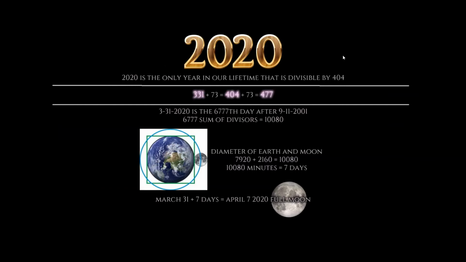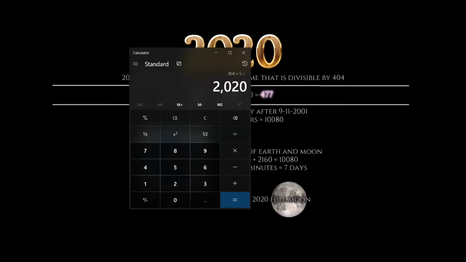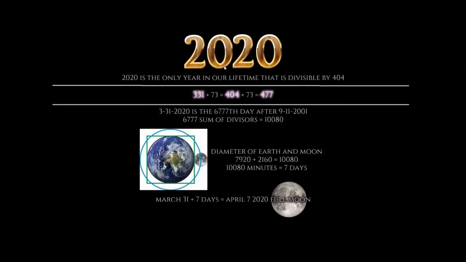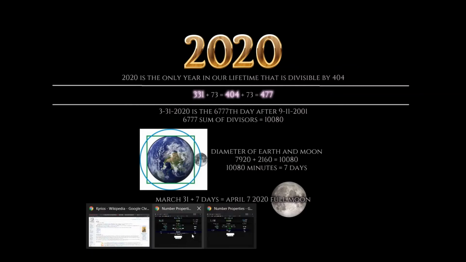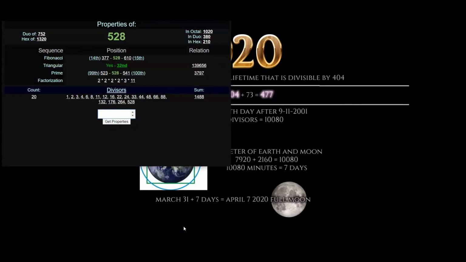So I've been talking a lot lately about March 31st, 2020 as the beginning of World War III, or the events of Revelation. And there are 404 verses in the book of Revelation. And 2020 will be the only year in our lifetime that is divisible by 404. 404 times 5 is 2020. And we're talking about the Revelation 21 cube.